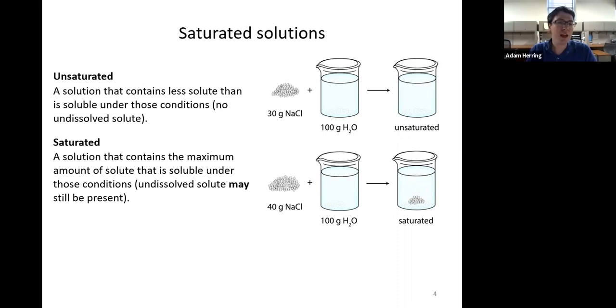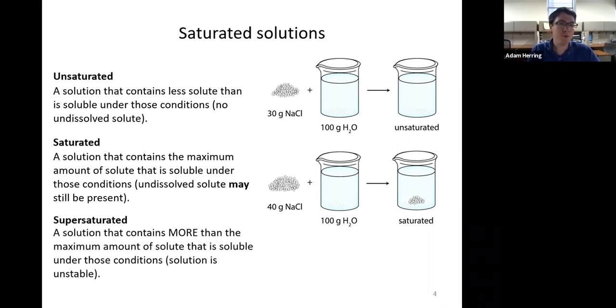Now, the edge case where the undissolved solute may not be visible is if we reach the exact solubility in our solvent. So if sodium chloride solubility is 37 grams per 100 grams of water at a given temperature, and we put in exactly 37 grams, then the solution will have no solid on the bottom, but it will still be saturated.